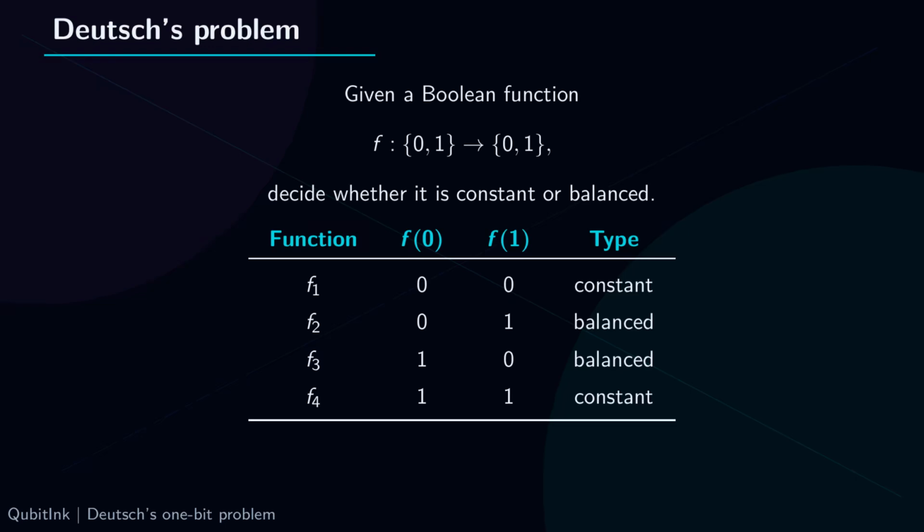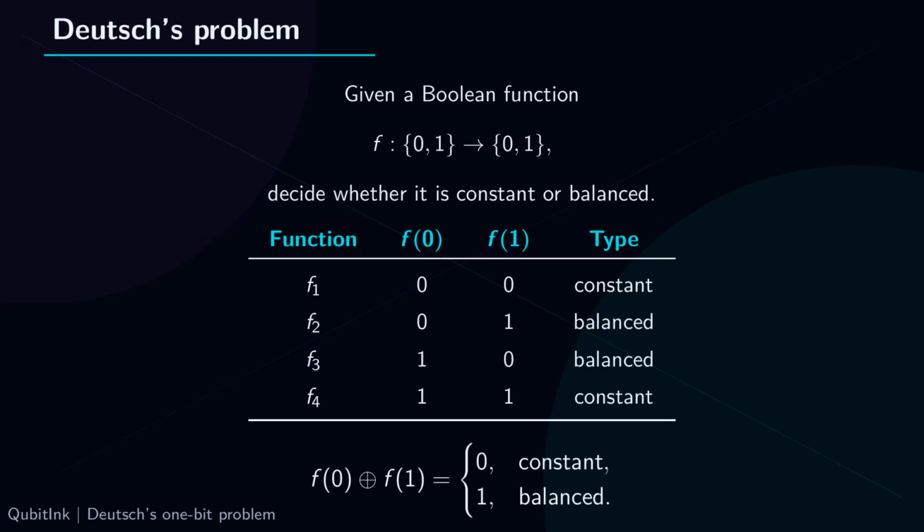Deutsch's problem considers a Boolean function f that maps 1 bit to 1 bit. There are 4 possible functions. 2 are constant: both inputs give the same output. 2 are balanced: the 2 inputs give different outputs. The quantity f of 0 xor f of 1 summarizes the answer. If it is 0, the function is constant. If it is 1, the function is balanced.